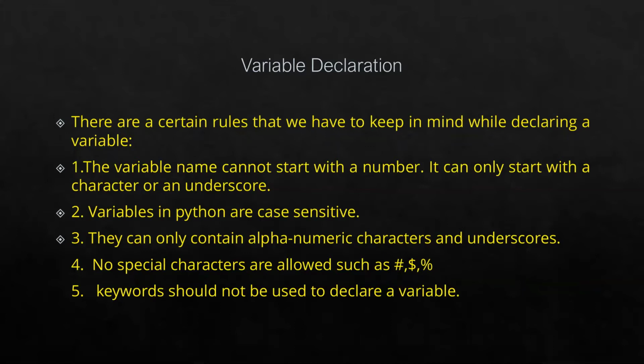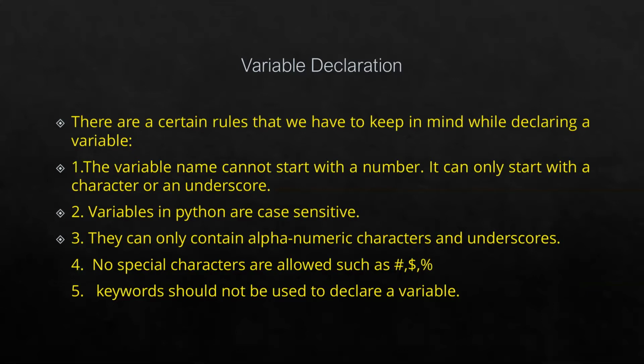There are certain rules that we have to keep in mind while declaring a variable. First rule is the variable name cannot start with a number. In real life, as I had taken an example of account number, according to their use, they start their variable with a number. But in Python, we need to start our variable with a character or an underscore.